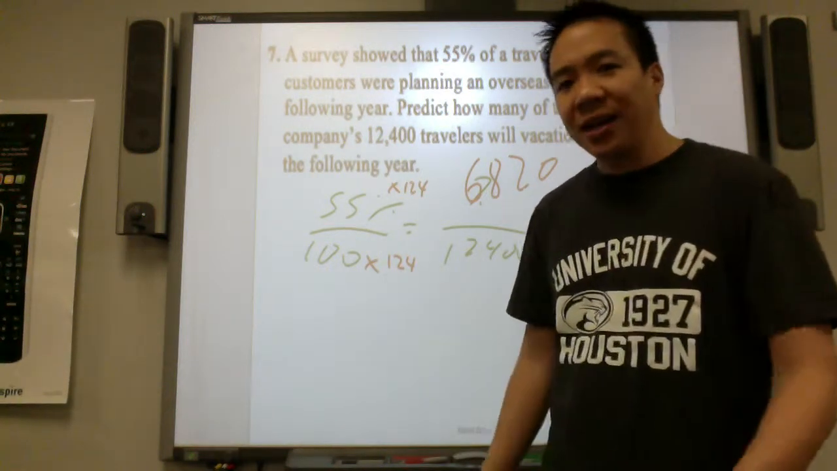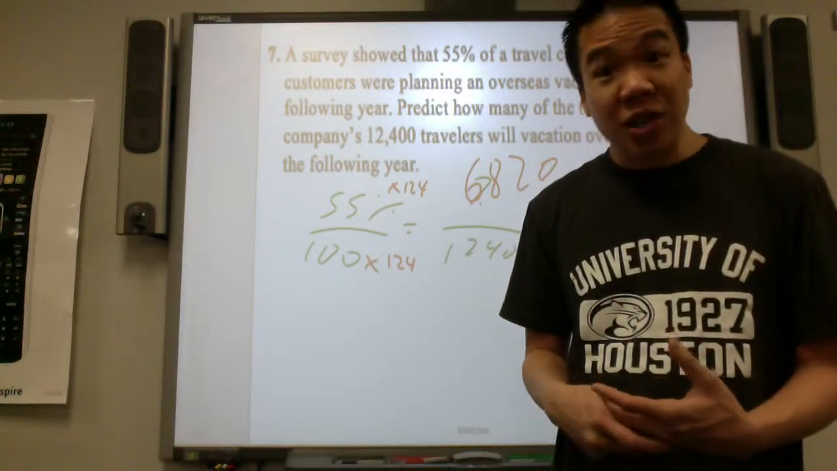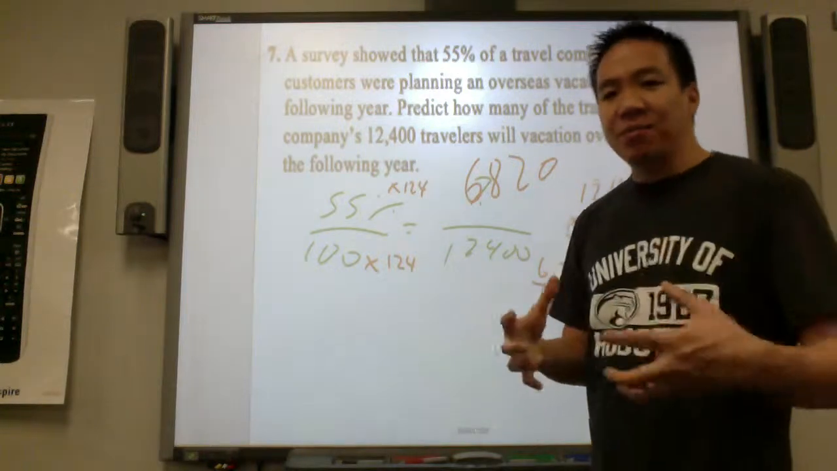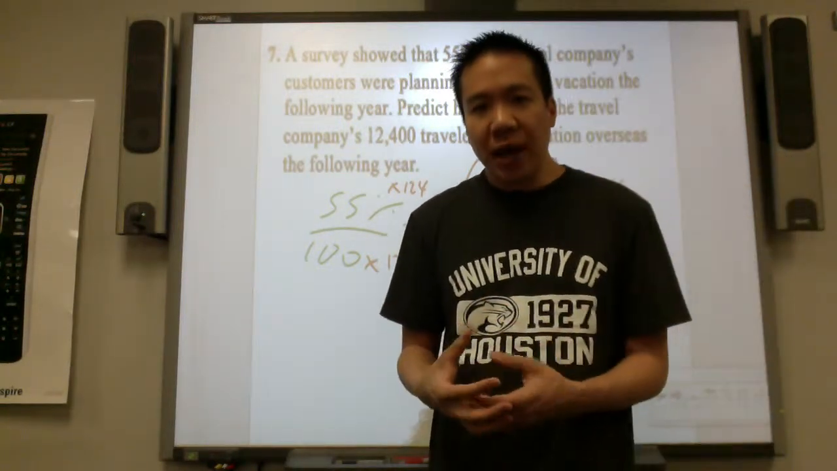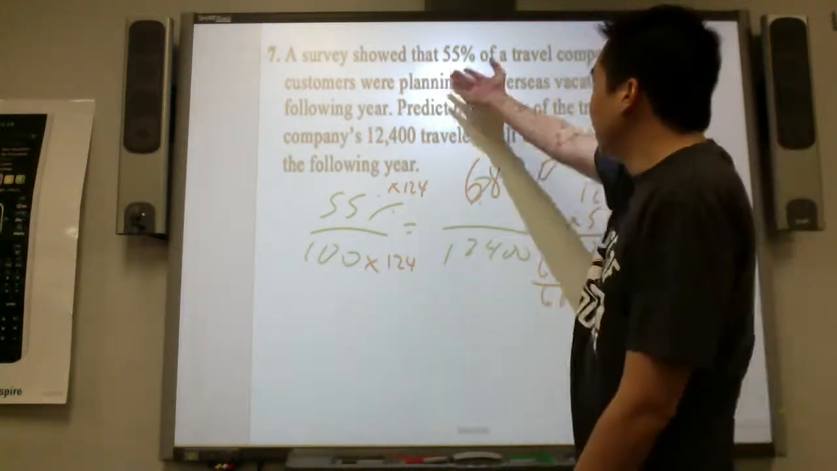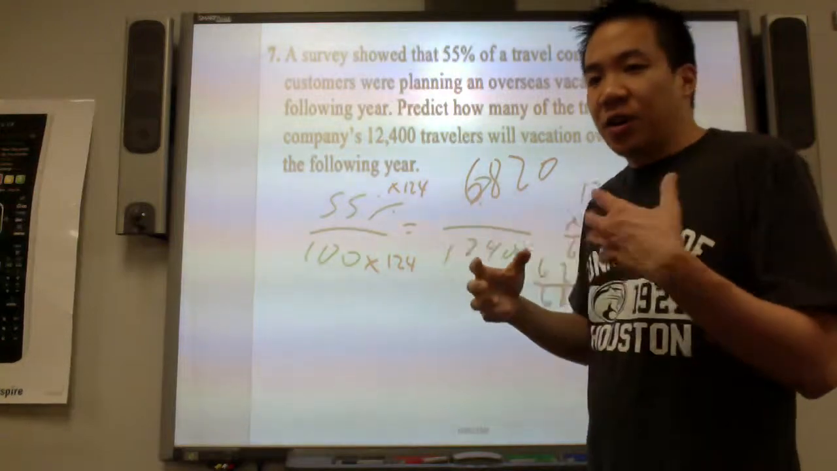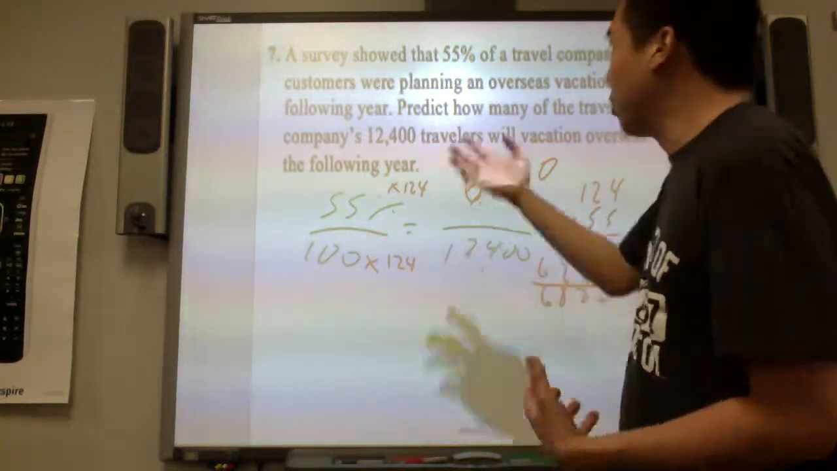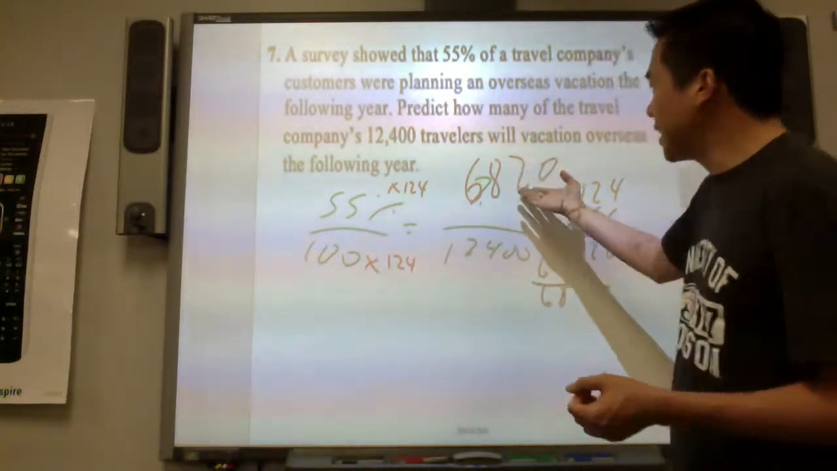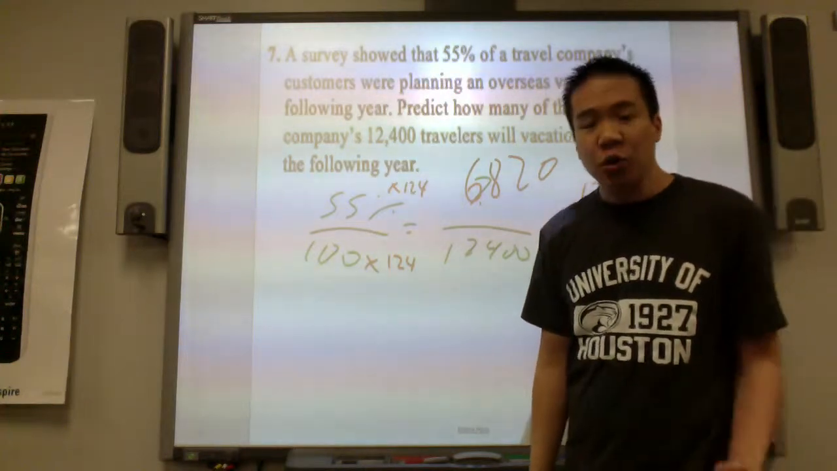So what we talked about today, as you notice, today's lesson is almost like what we learned previously about percent per portion. In this one, you can get a sample group, and from that you can make a prediction about a general population. So again, they asked a sample group, and 55% prefer going overseas. So from that, they can conclude that 6,820 out of 12,400 travelers will go overseas.